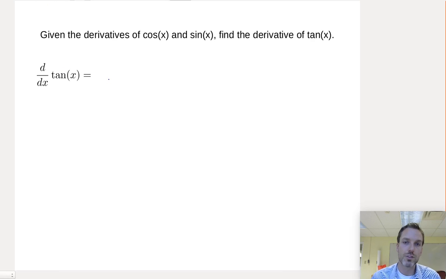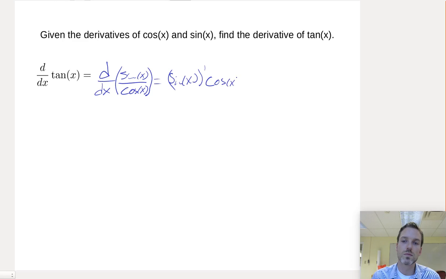Okay, now that we have these derivatives, we can evaluate the derivatives of other trig functions. So, for example, the derivative of tan. Well, you recall that tan is sine over cosine. And so when I find this derivative, I'm going to use the quotient rule. Well, that's just the derivative of the numerator times the denominator minus the derivative of the denominator times the numerator all over the denominator squared.